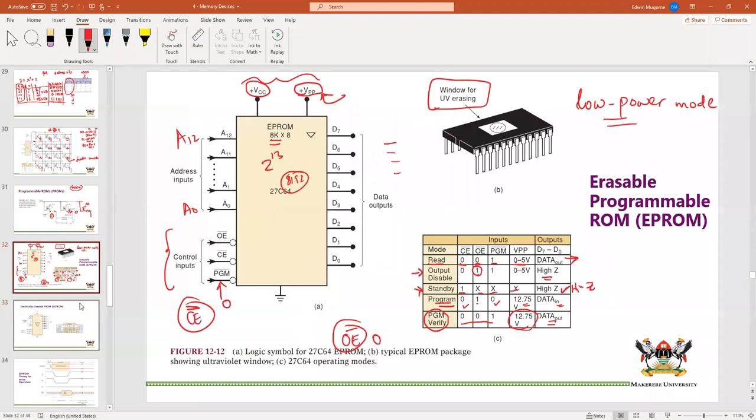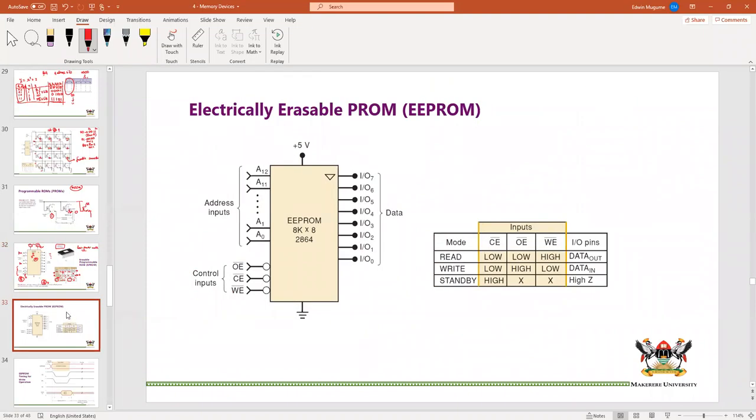Now we have another one. The problem with the EEPROM is that for you to reprogram it, you must get it off the circuit and go and reprogram it separately. You cannot reprogram it within the circuit. Imagine you have a motherboard with many circuits, and you would need to take off that EEPROM, take it elsewhere, reprogram it, and put it back on your motherboard. But the erasure is very quick and the reprogramming is very quick. You'll get to know more about this.